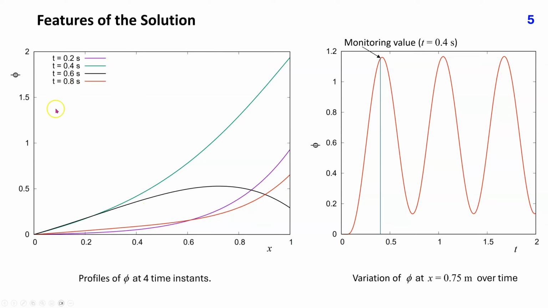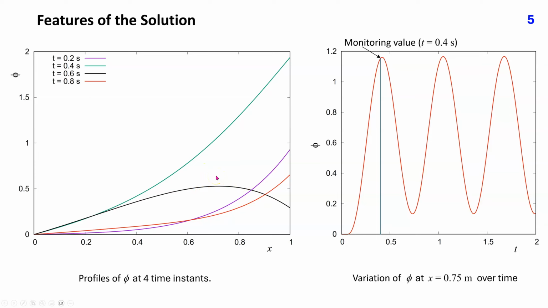This figure shows the variation of phi between west and east boundary at 4 time instants: 0.2, 0.4, 0.6 and 0.8 seconds after the start of simulation. At t equals 0.6 seconds, the right boundary value is reducing and the maximum value is found inside the solution domain.